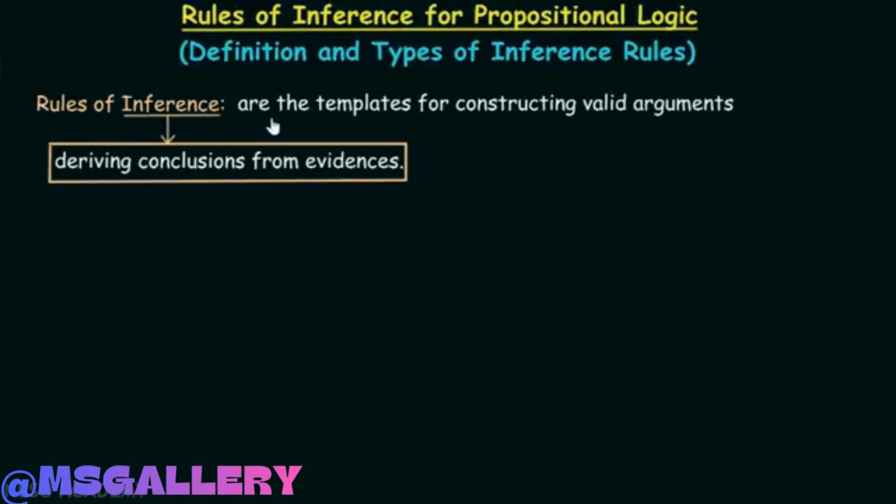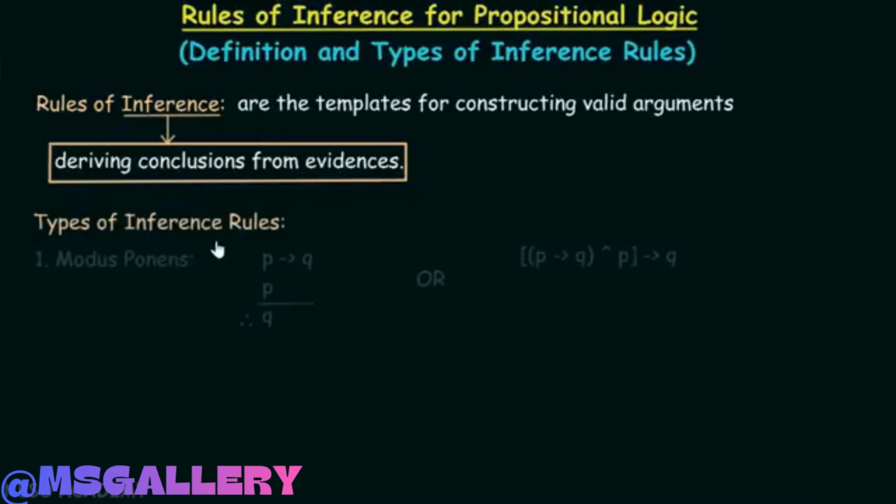Now, what are rules of inference? Rules of inference are the templates for constructing valid arguments. Please note down this point. They are the templates for constructing valid arguments. Basically, rules of inference themselves are the valid arguments, and they are used to construct more complicated valid arguments. And that is what rules of inference is all about. After considering the definition of rules of inference, let's consider different types of inference rules.